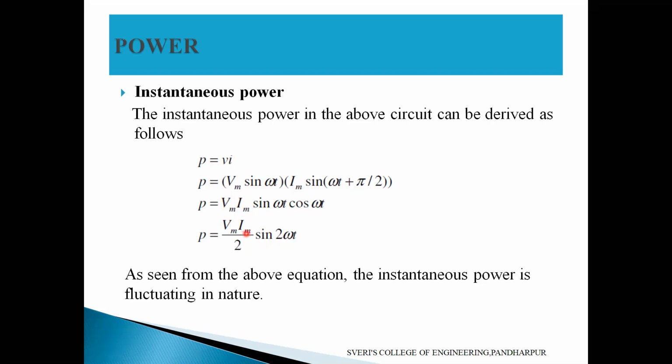Now Vm Im as it is, sin 2 omega t divided by 2 we are using here. Now that 2 only I have written here. So this is the instantaneous power of the AC circuit for pure capacitive load. For the pure capacitive load, what do you think about the average power here now again? 0. The instantaneous power is the fluctuating part here. Yes, sir. Fluctuating part. Sin 0 into anything, it is 0 only.